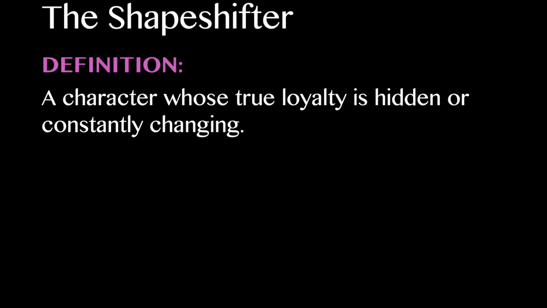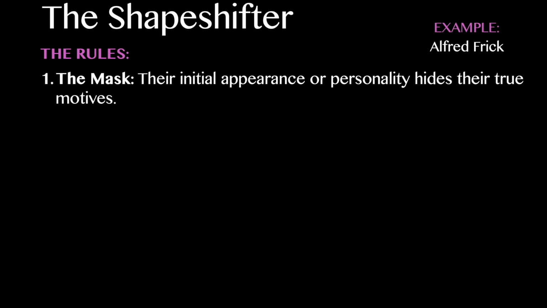Number 7, the last one, is the Shapeshifter, and this one's probably the easiest one to identify other than the hero. But the definition is a character whose true loyalty is hidden or it's constantly changing. So basically, you don't know whose side they're on. So here are the rules. Alfred Frick is a good example of this.